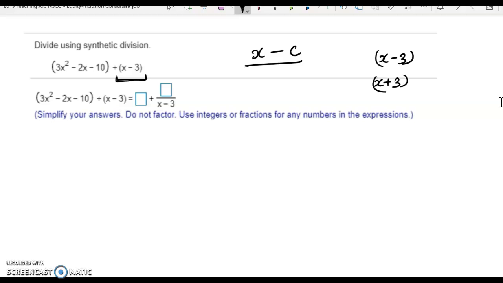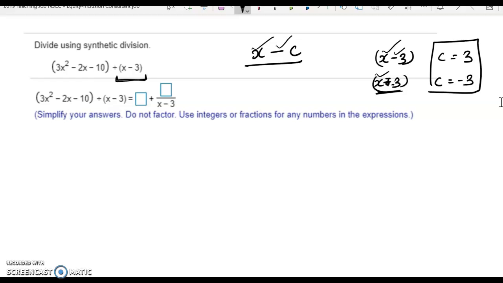If x minus 3 is given, x stays the same and minus stays the same, so the value of c is equal to 3. But if it is x plus 3, then the minus is not there, so you will give a negative sign to this number, and then c is equal to negative 3. That's how you deal with it.